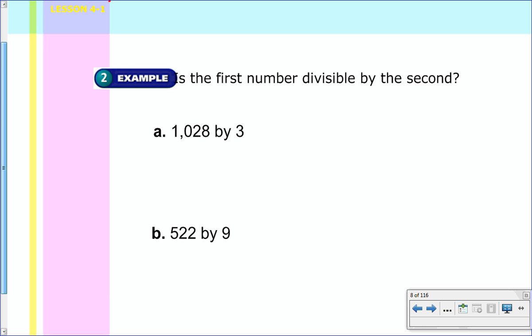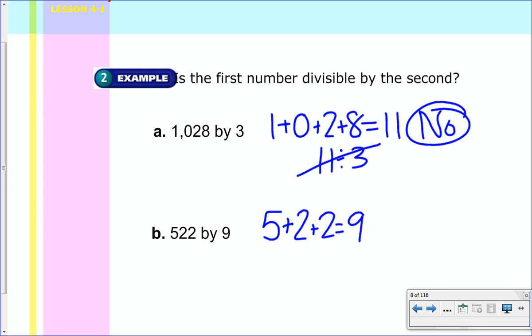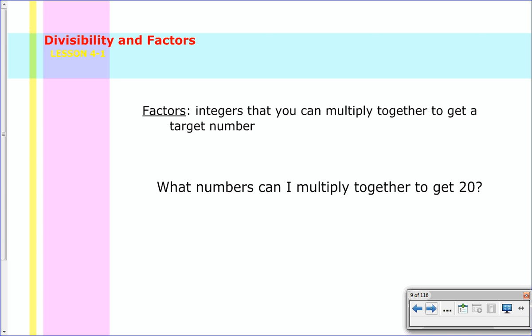All right, so let's check A. For these divisibility rules, again, I have to add up the sum. And I get 1, 3, 11. 11 is not divisible by 3 evenly, so no. And then B, well, 5 plus 2 plus 2 is 9. 9 divided by 9, oh, that one works. So, yes. All right, so that's the first objective.